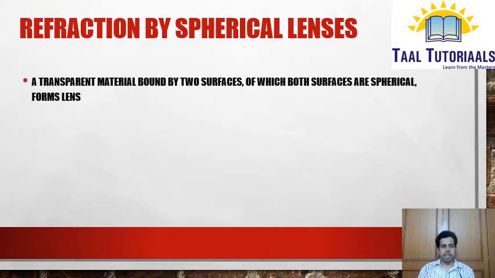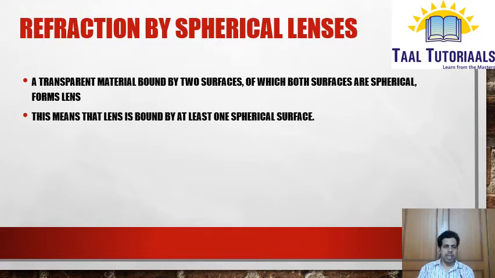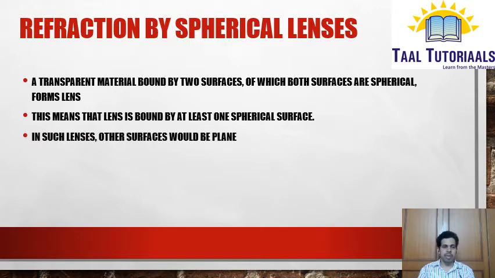Let us know the definition of lens. A transparent material bound by two surfaces, both of which are spherical, forms a lens. It is not mandatory that both surfaces be spherical. This means that a lens is bound by at least one spherical surface. Even if there is one spherical surface and the other side is plane, we can call it a lens, but that will come under a different category. That is plano-convex or plano-concave. In such lenses, the other surface would be plane.